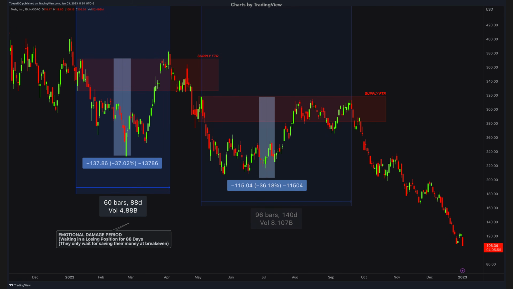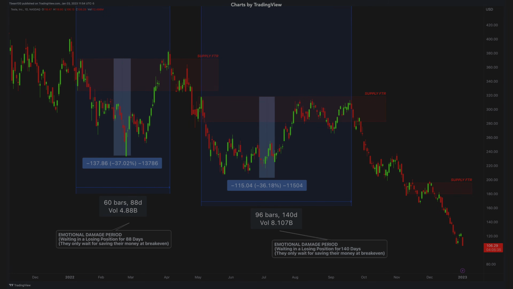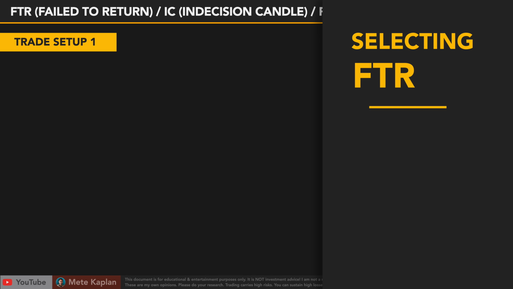These people now wait at negative 36%. If you look at the period, it is 140 days. Another emotional damage. This is why you must use stop-loss orders. And the same thing keeps happening again and again. Now, how to trade with FTR?